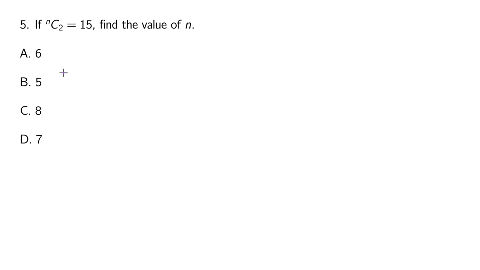Now, one way to do this is to expand this term that says n combination 2 or n choose 2. And n choose 2, what does it mean? It's the number of ways of choosing 2 items from a set of n items. And the formula, if you recall the formula, then you can use it.